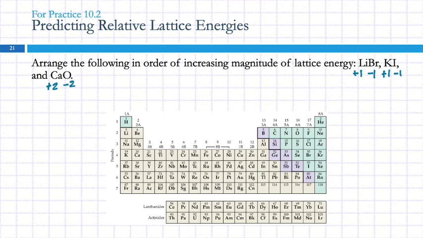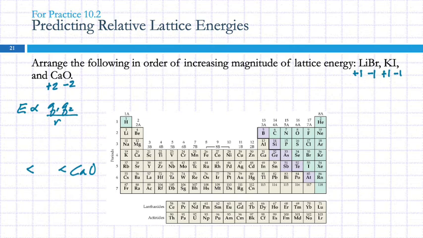So if we're thinking about that energy being proportional to Q1 times Q2 divided by R, this is going to be big, right? The product of the charges is 4 times higher than for these. So that tells me that this is going to have the largest lattice energy. And we're going in order of increasing magnitude, so we're going from smallest to largest. So calcium oxide is going to be the biggest one. And then we have to pick the other 2 to fit in there.